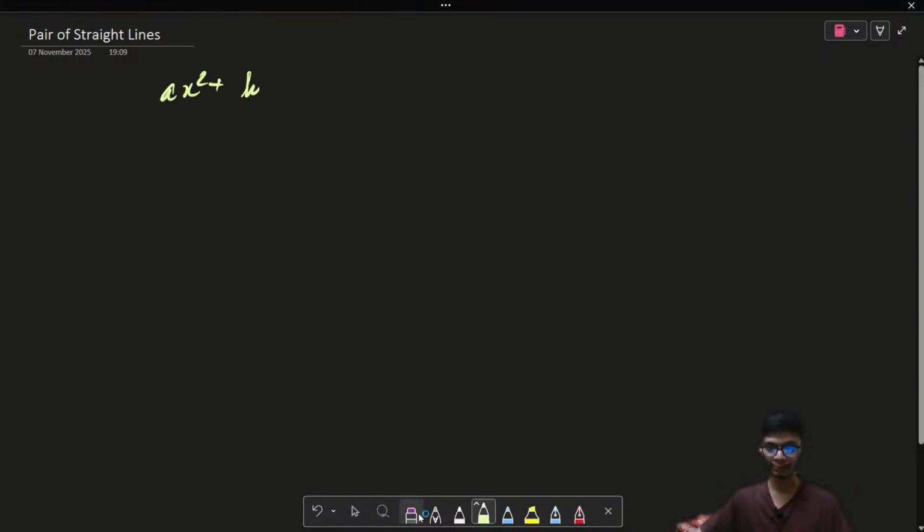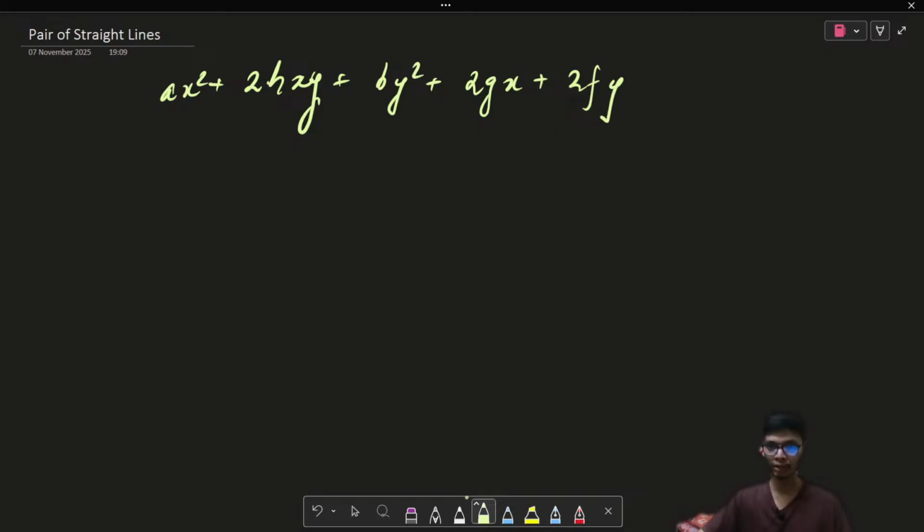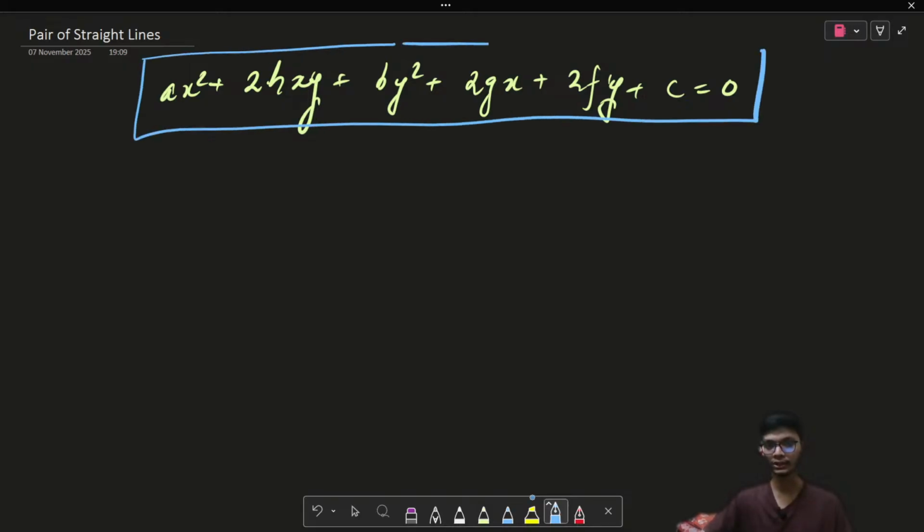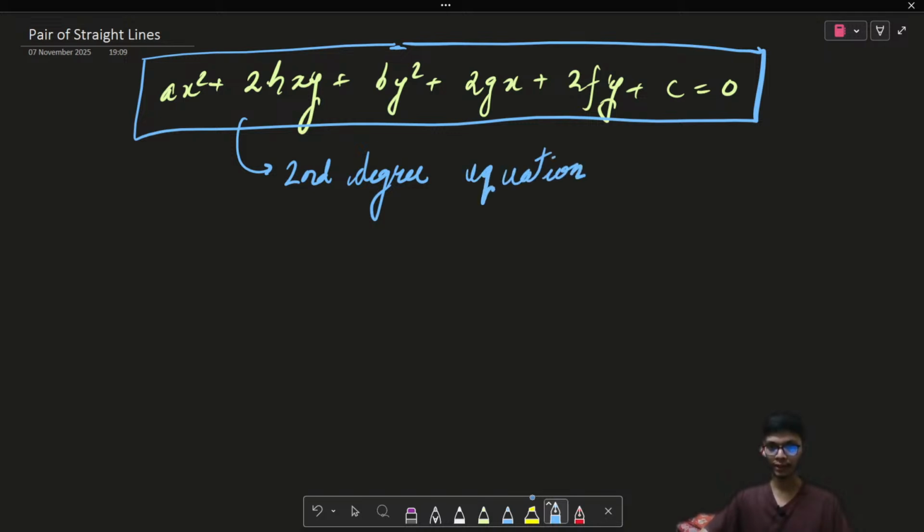In the last class we saw that any general second degree equation can be written as ax squared plus 2hxy plus b times y square plus 2gx plus 2fy plus c equals 0, right? This was what we called the second degree general equation, which is the equation of a pair of straight lines. This is a general equation of conics as well. As you can see, the degree of this equation is second order, which is basically the general equation of conics.